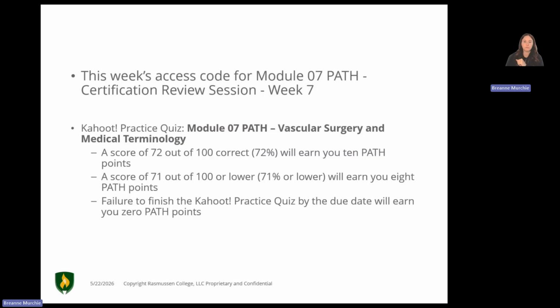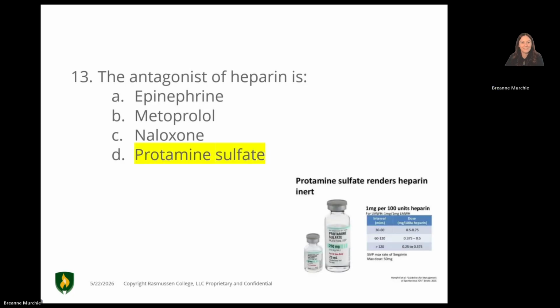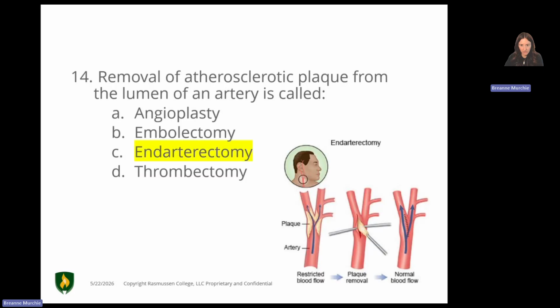Keep going. Number 13, the antagonist of heparin. That is protamine sulfate. Number 14, the removal of atherosclerotic plaque from the lumen of an artery. That is an endarterectomy.